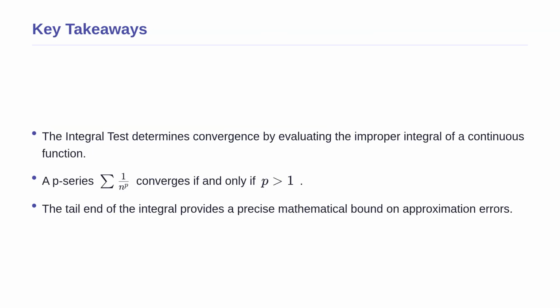We have covered a lot of ground today, so let us summarize the most important ideas. First, the integral test allows us to determine the convergence of a positive decreasing series by evaluating the improper integral of its continuous counterpart. Second, we used this test to prove that a p-series converges if and only if the power p is strictly greater than 1. Finally, we saw how the tail end of that integral provides a precise mathematical bound on the error when approximating an infinite sum. You now have a powerful set of tools to bridge discrete mathematics and continuous calculus.